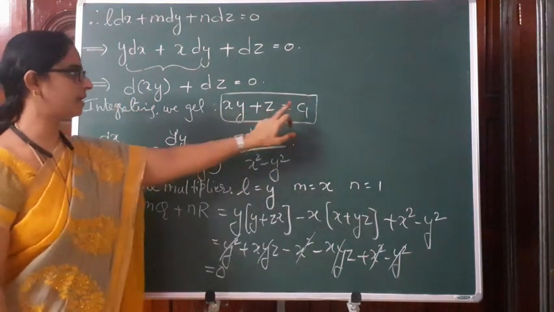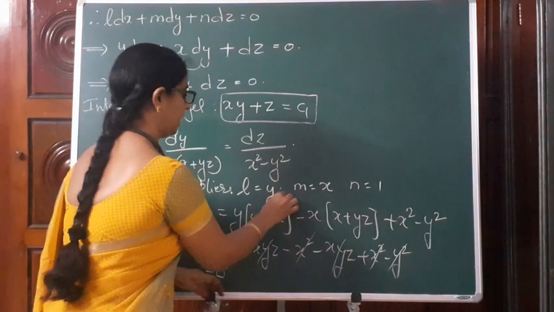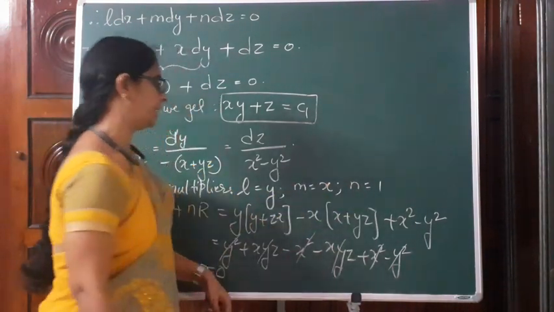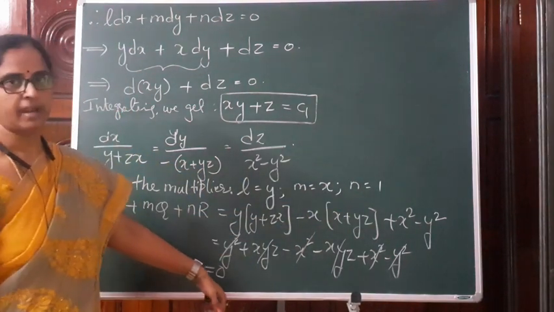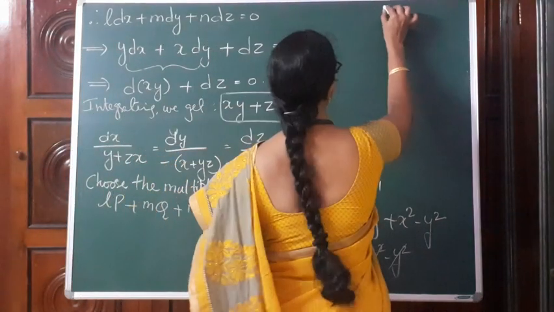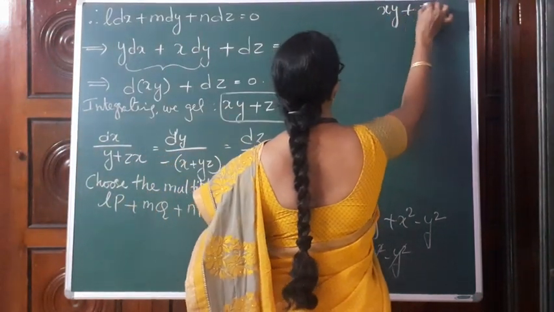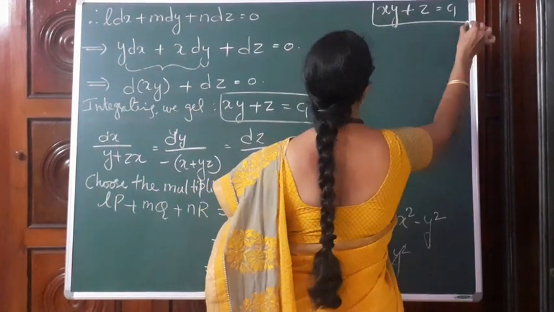U of x comma y comma z is equal to c1, with the set of multipliers L is y, M is x and N is 1, that is y comma x comma 1. Now for the second solution, we have to search for another set of multipliers. So I will write the first solution here: xy plus z is equal to c1 is the first solution.